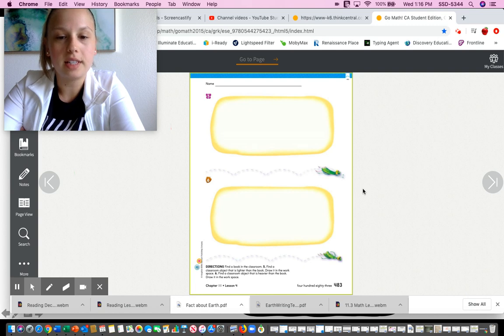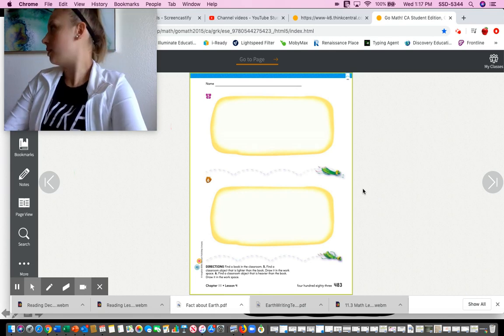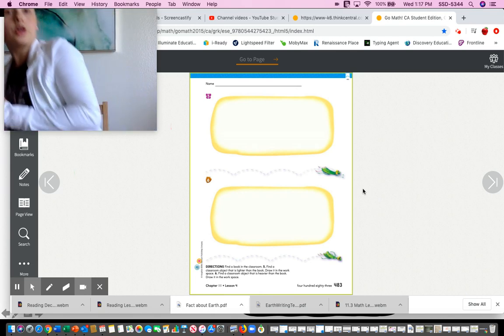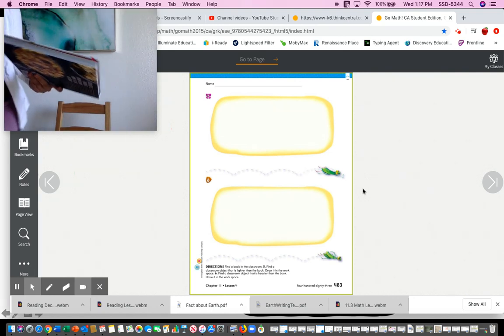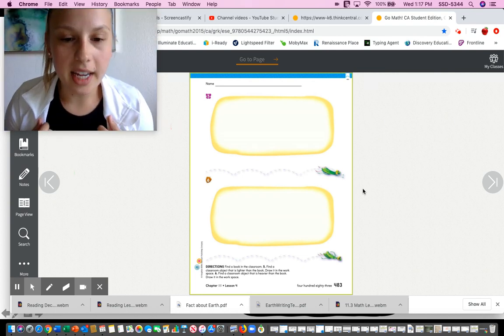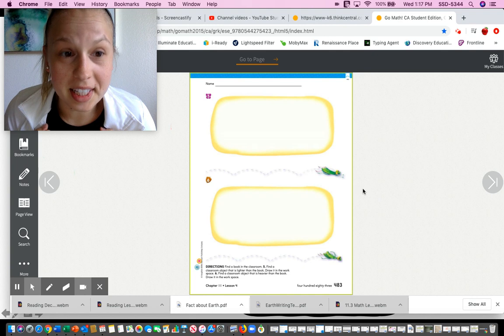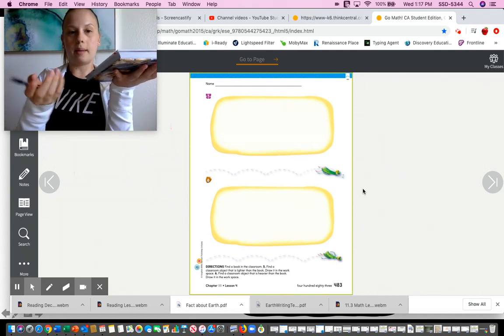Now, our directions say to find a book in the classroom. Okay, well, Miss Paulino has a book right here. I got a cookbook. You can find a book at your house, too. I have a book here. And it says, find a classroom object that's lighter than the book. So I have a book here, and I found a pencil here.